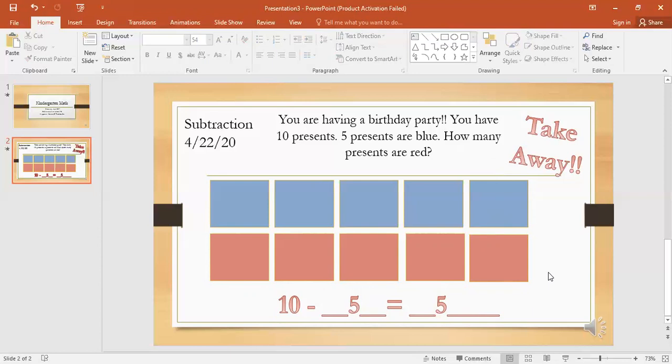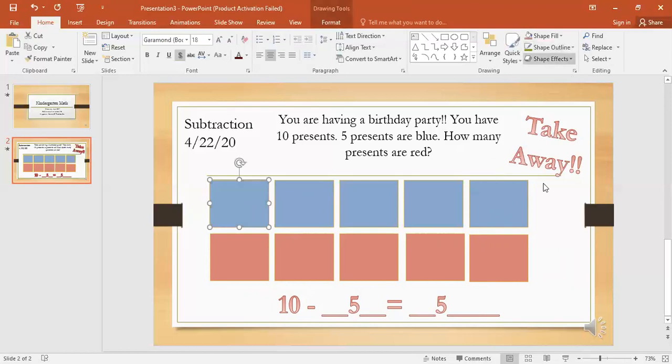Please repeat that for me. Good, 10 take away 5 equals 5. Also saying that 10 minus 5 equals 5. Repeat that one for me, please. Great job, guys. So I know when I'm subtracting, I'm taking away from my total. I had 10. Taking 5 away to figure out how many red presents we had. So 10 minus 5 equals 5.